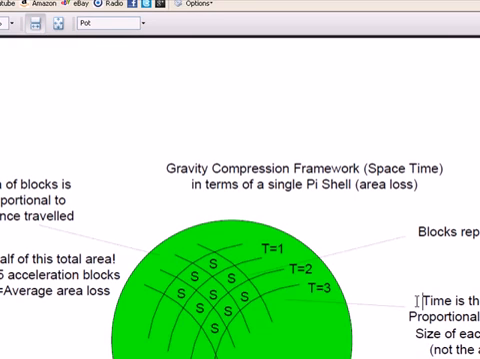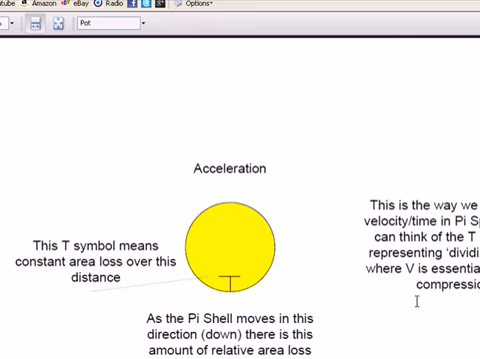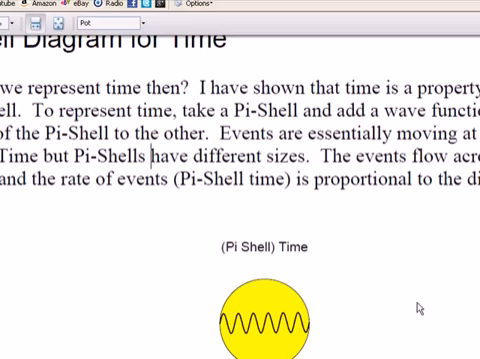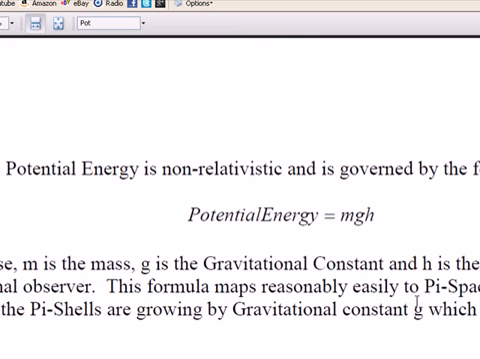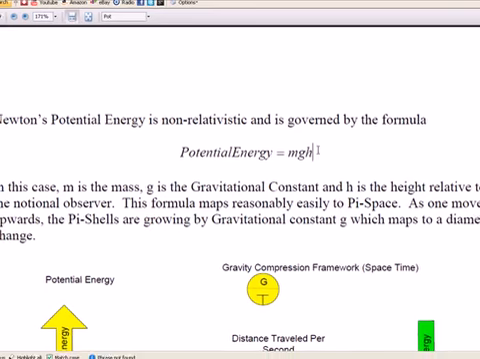So let's take a look at the formula that Newton traditionally produced for potential energy. It's a very straightforward formula. The potential energy is m times g times h. That's the mass m, which is the mass inside the one or more atoms, or pi shells as I call them, and g is the area change with respect to movement away from or towards the center of gravity. In this case, it's potential energy, so you're moving away from the object, so it's a gain in area. And h is the height, typically in meters.